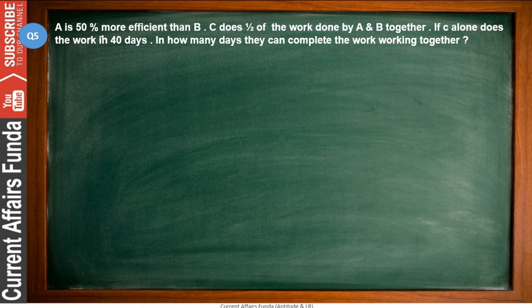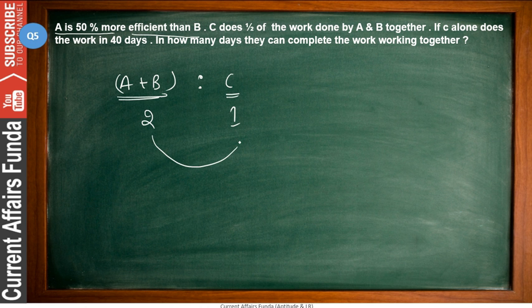See, A is 50% more efficient than B. This relation doesn't matter in this question. C does half of the work done by A and B together. So there are basically two entities, A plus B and C. C is doing half of the work. Suppose A plus B is doing 2 units of work, then C will do 1 unit of work. The condition is satisfied as per the given equation.